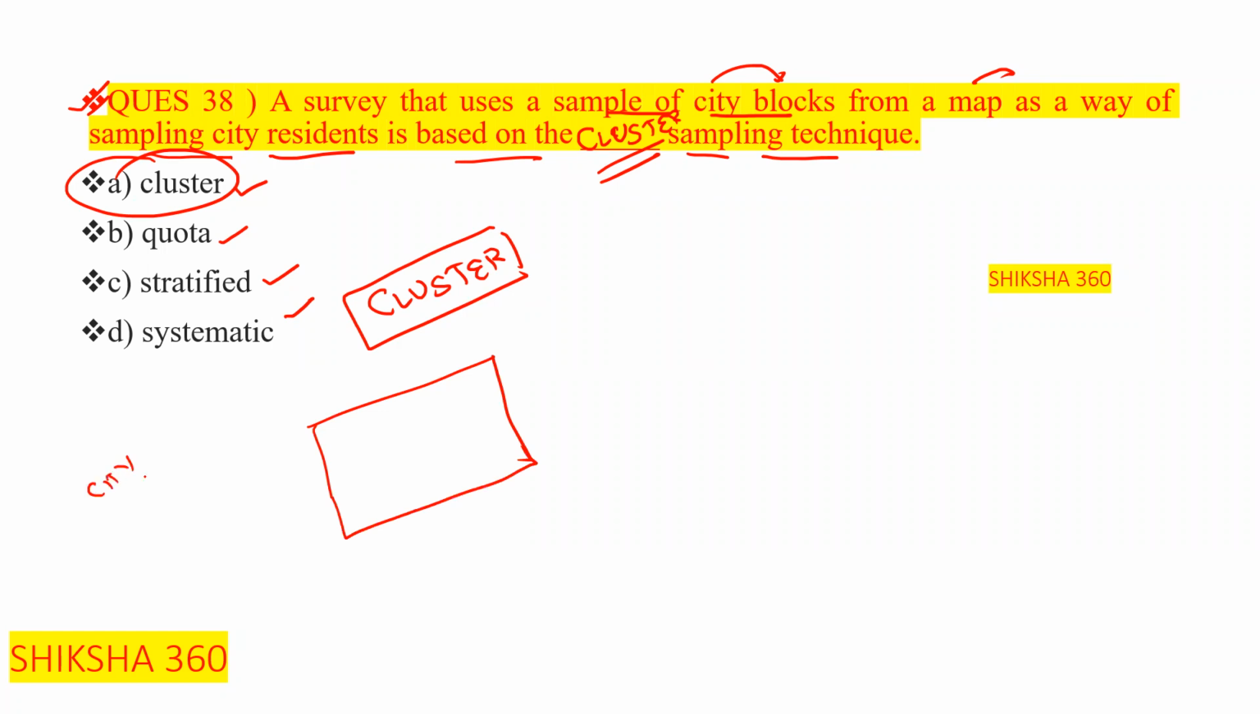Like in a city, there are different blocks. Under a specific block, we have senior citizens, adults, and children. Same in the other block. But at some places there are more senior citizens, more adults, or fewer children. It depends on a case-to-case basis. But in each block, all these entities are present. So the correct answer is cluster sampling technique.